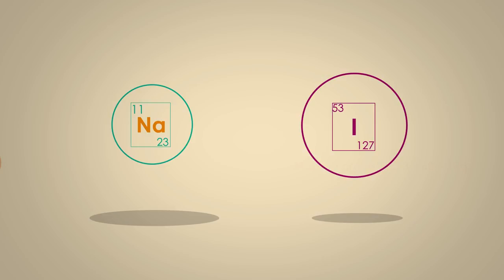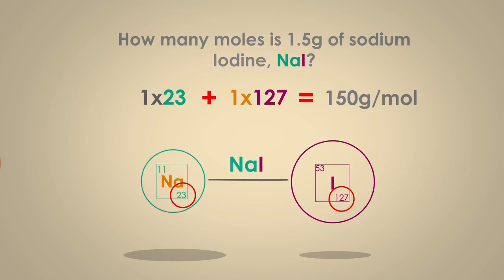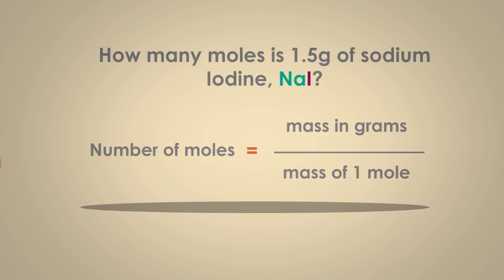We can use molecular mass of a substance to calculate the number of moles in a given mass. Let's say we have 1.5 grams of sodium iodide, NaI. How many moles is that? The relative atomic mass, or Ar, of sodium is 23 grams per mole. The relative atomic mass, or Ar, of iodine is 127 grams per mole. Thus, the molecular mass of sodium iodide is 23 grams per mole plus 127 grams per mole, which is 150 grams per mole. You may notice the molecular mass units are grams per mole.